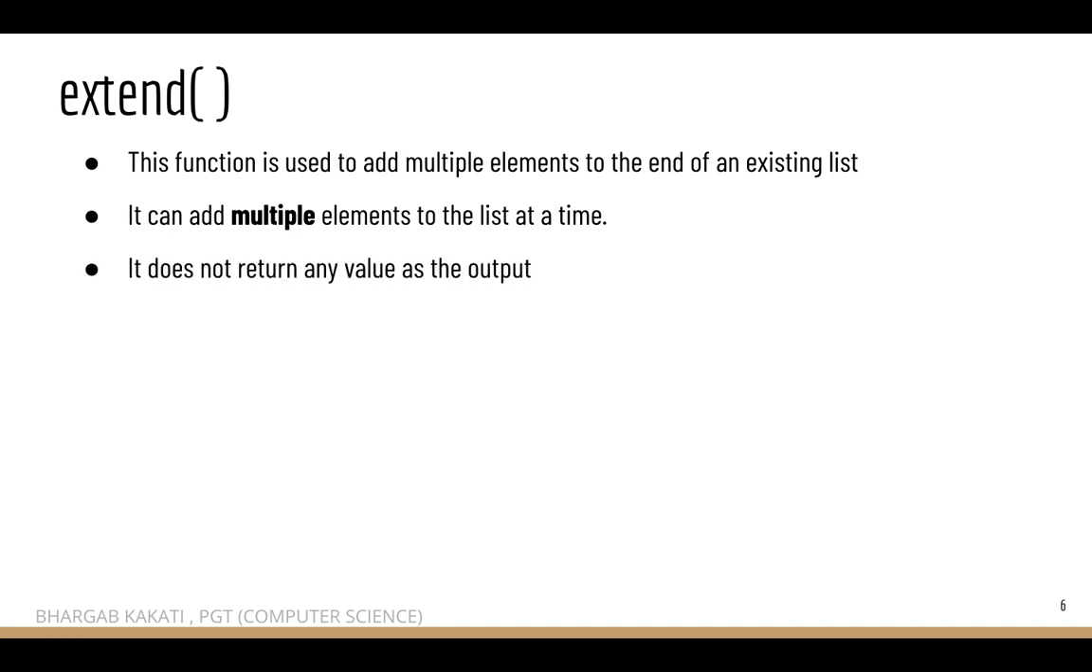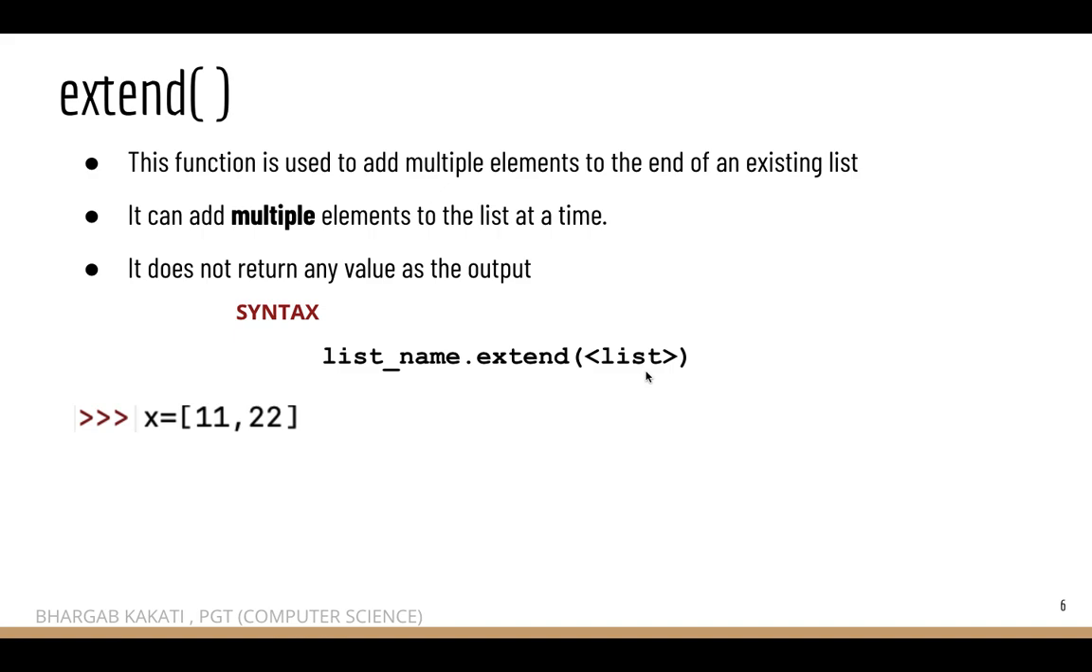It does not return any value as the output. Similar to the append function, it will not return any value as the output. If you want to see the updated list, you either need to type in the list or print the list. So let's see the syntax. Syntax is similar to the append function. List name dot extend, and within braces will be passing on the list. So let us consider a list X with the elements as 11 and 22. Now if I want to add 3 new elements into this list, let's say 99, 88 and 77. Now how will I write it?